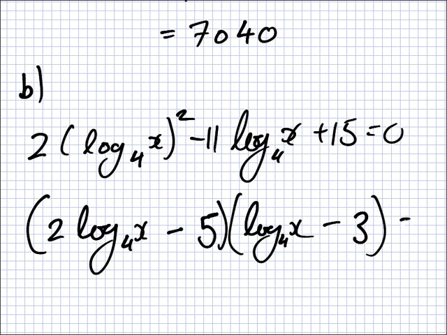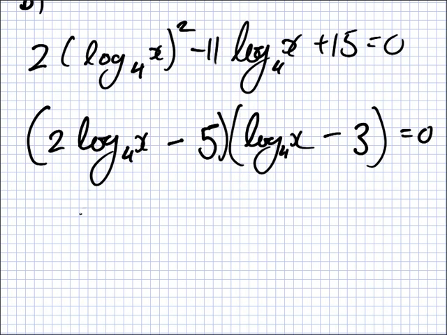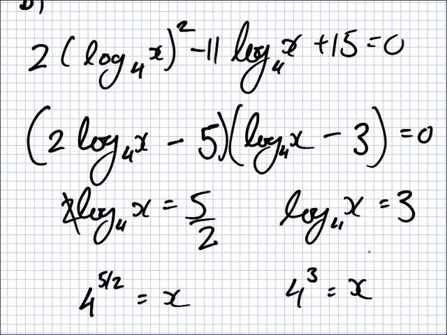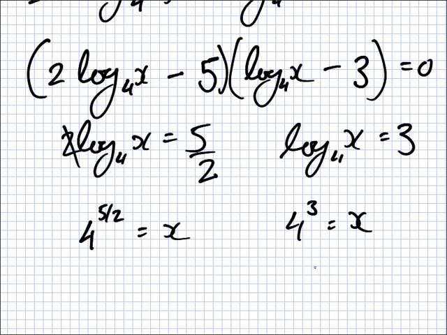So that means you have 2 equations, either 2 log 4x equals 5, which means log 4x equals 5 over 2, or log 4x equals 3, which basically means 4 power 5 over 2 equals x, or 4 power 3 equals x. 32 equals x, or 64. So there are 2 answers.